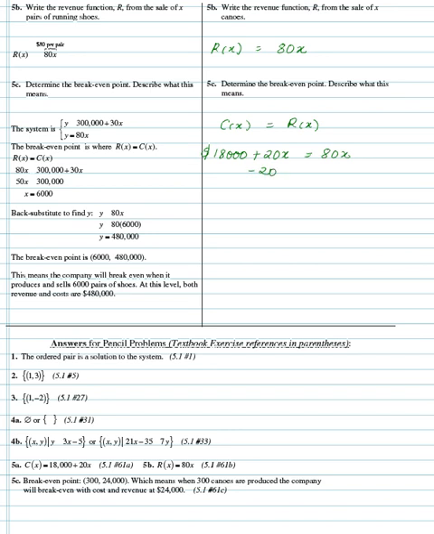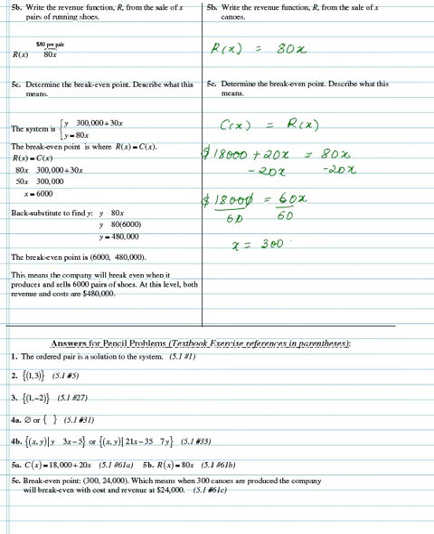I subtract 20x from both sides. I get 18,000 is equal to 60x. Divide both sides by 60. I get x is equal to 300. So that means the company will break even when it sells 300 of the canoes.